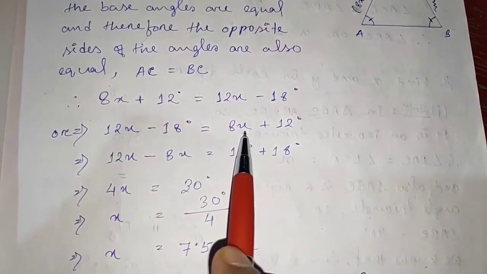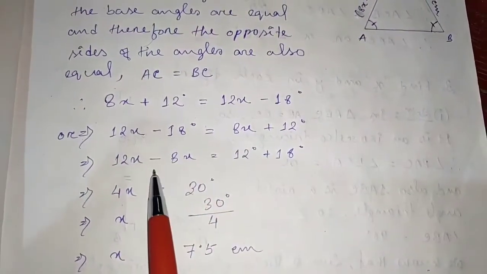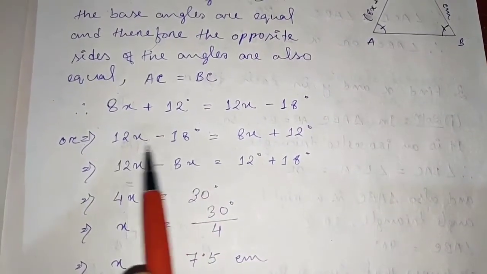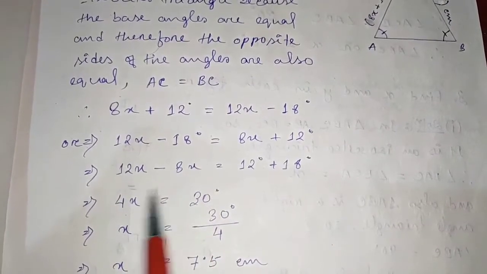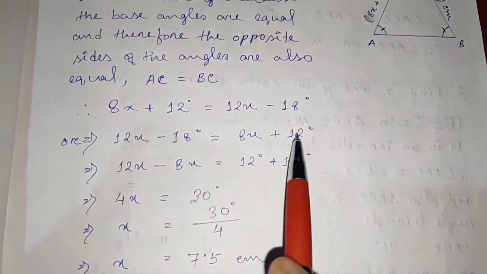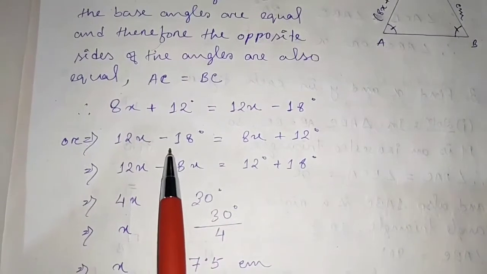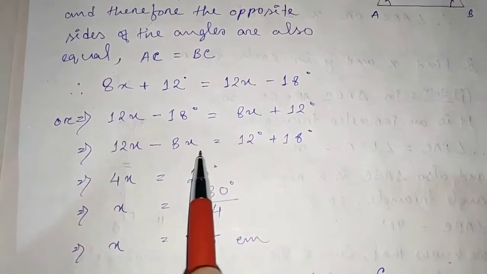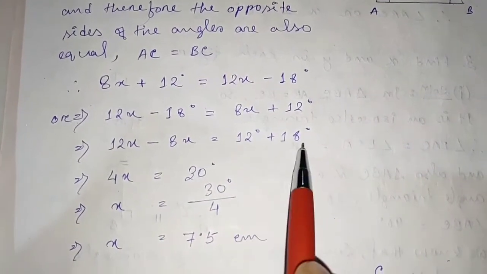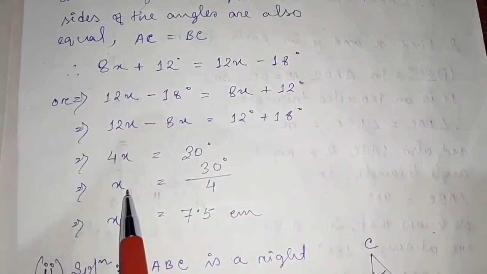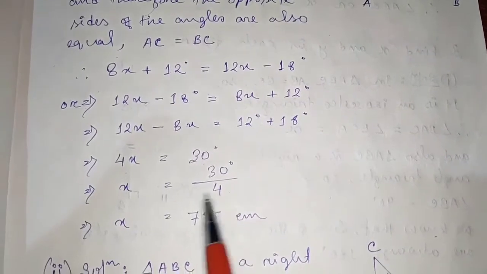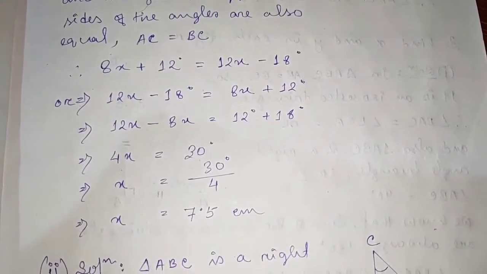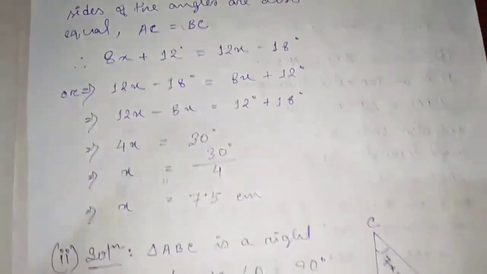Now because 8x is present on the right side, shift it to the left side, it becomes 12x minus 8x. Means we are just combining the like terms. Okay, next, shift minus 18 to the right, it becomes plus 18. Now 12x minus 8x is 4x, equal to 12 plus 18, 30. Now x equal to how much? 30 divided by 4, means x equal to 7.5 centimeter. So this is your answer. Okay.